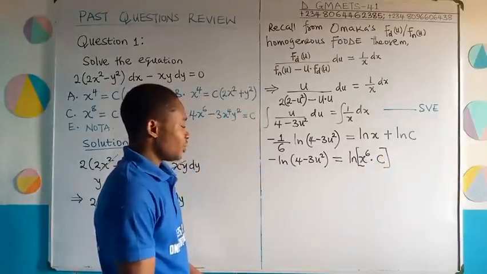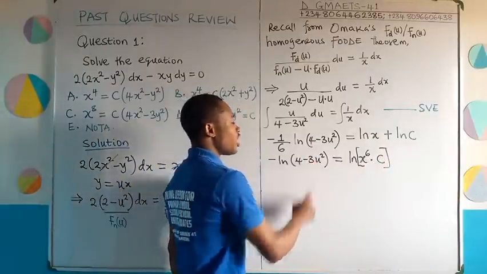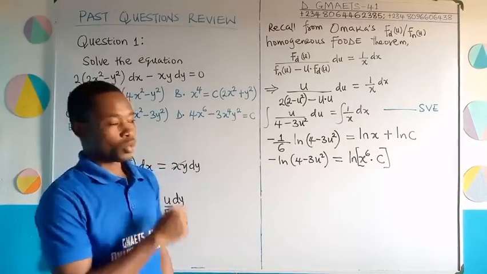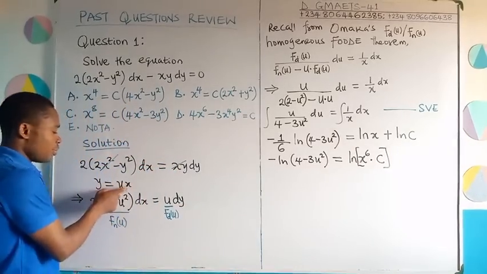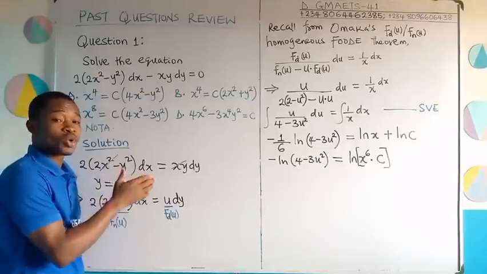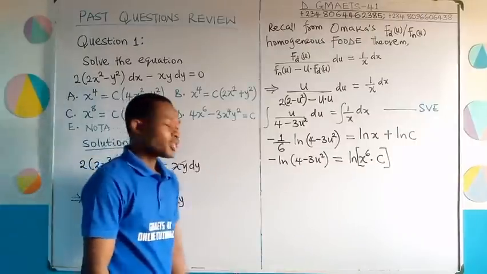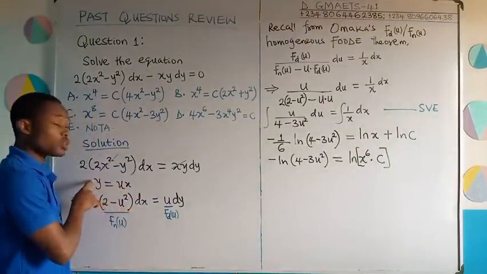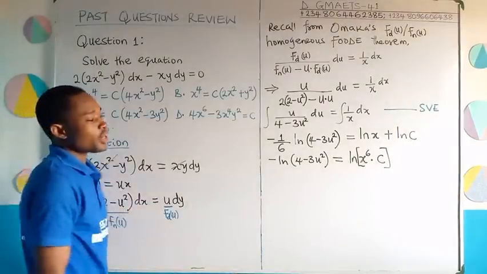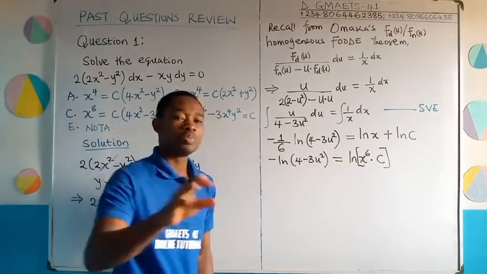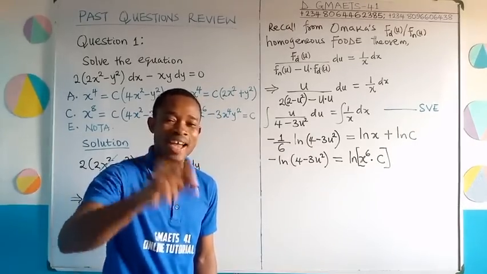Correct. Now, I would like to substitute the value of u into this equation. Come back to this place. Remember, we use the transformation y equal to what? ux. It simply means that u will be equal to what? y over x. Because your final answer in this question is meant to be in terms of x and y.